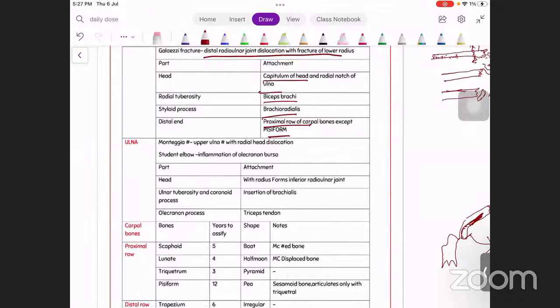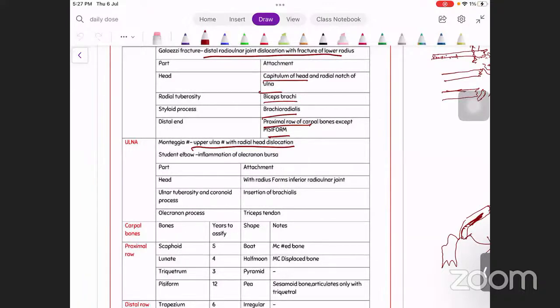So Monteggia fracture is nothing but the upper ulnar fracture with radial head dislocation. Upper ulnar fracture with radial head dislocation is your Monteggia fracture, while a lower radius fracture that causes a distal radioulnar joint dislocation is so called Galeazzi fracture. Okay, Galeazzi fracture. And then you have the student elbow.